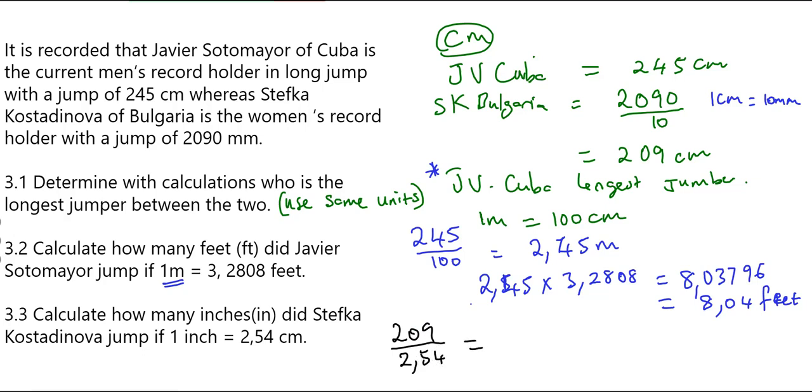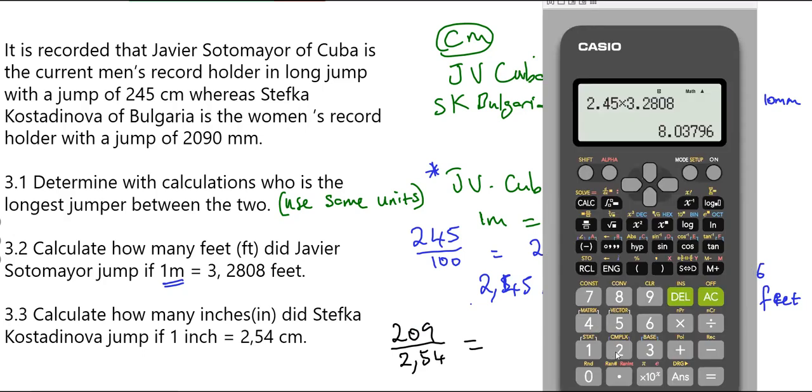Then what do we get there? Let me see here, 209 divided by 2,54. This is how you press. If you want to change to a decimal here, you press S-D. Okay, so it's 82,28.